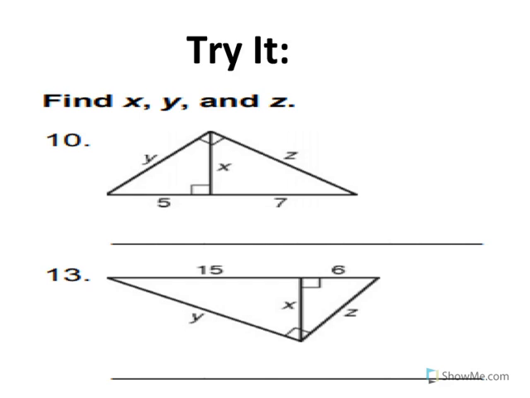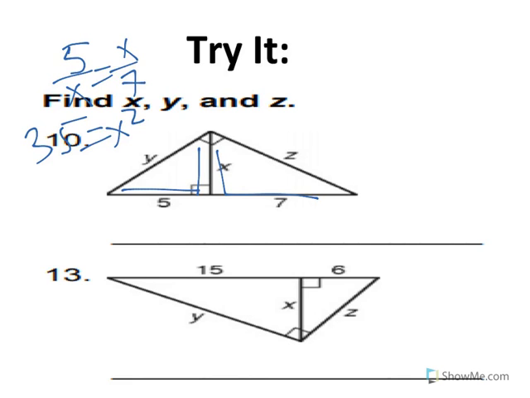Okay, so then similarly here you are to solve for x, y, and z. So actually, to solve for x we have 5 over x, x over 7. So then 35 equal to x squared, so then x equal to square root of 35.